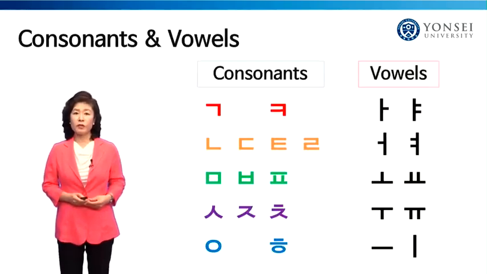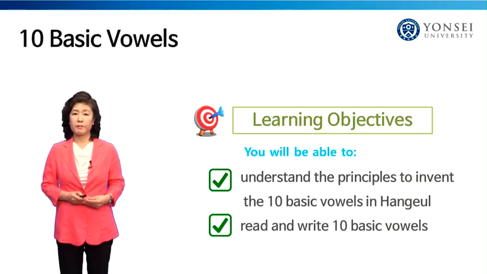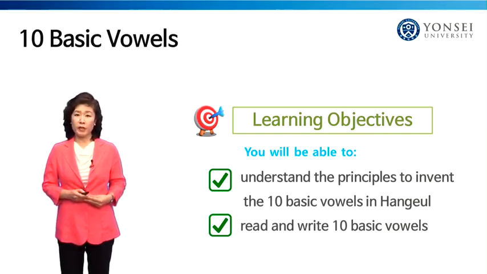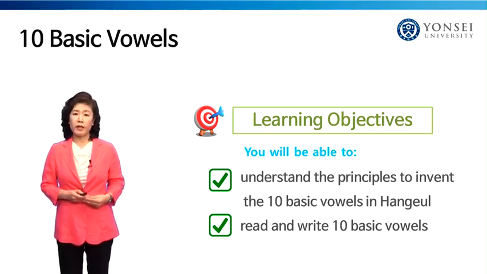In this module, you will learn the 10 basic vowels, 14 basic consonants, and other forms of vowels and consonants, so that you can read and write the Korean alphabet. First, we will learn the 10 basic vowels in Hangul. Once you complete this unit, you will be able to understand the principles behind the invention of the 10 basic vowels in Hangul and to read and write letters made up of these vowels.